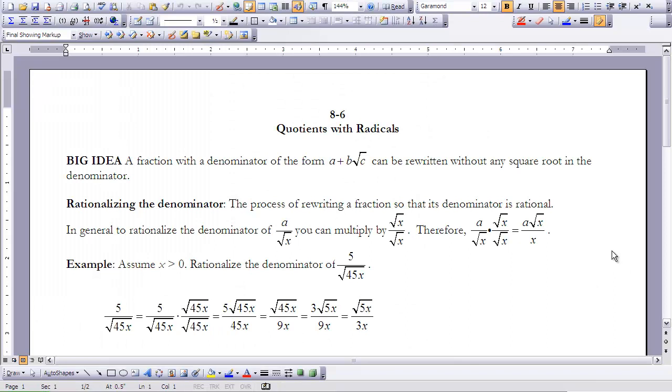This is Advanced Algebra, Lesson 8-6, Quotients with Radicals. The main focus of this lesson is learning how to rationalize the denominator.